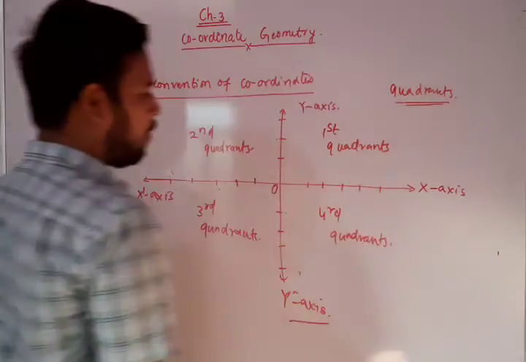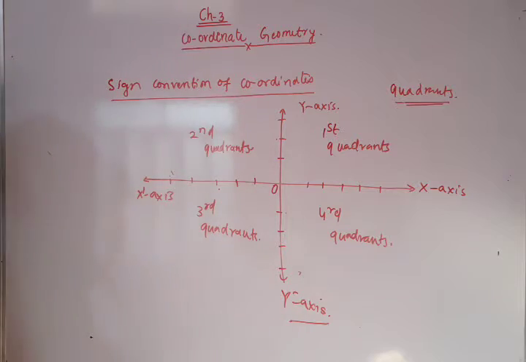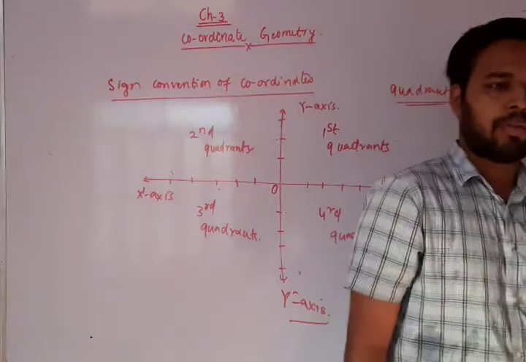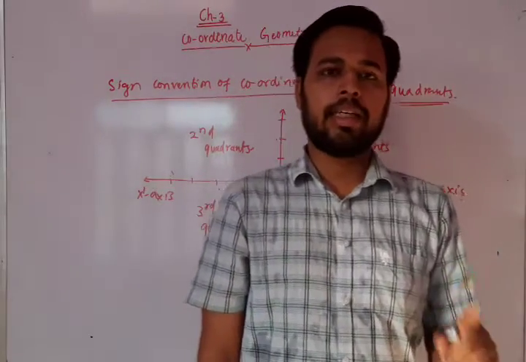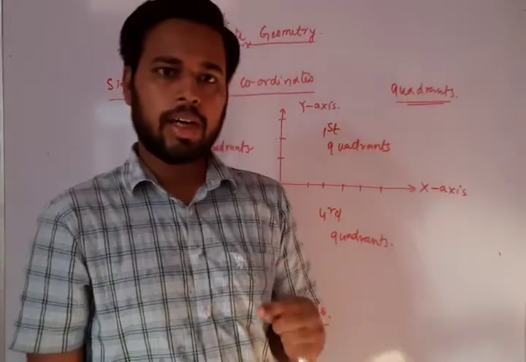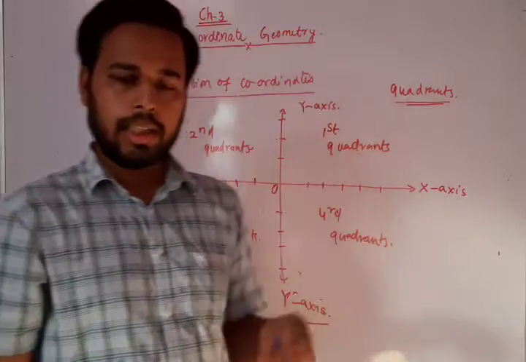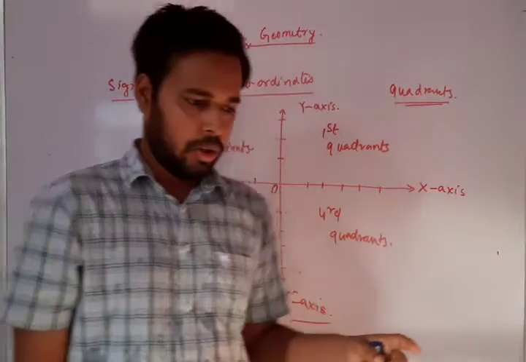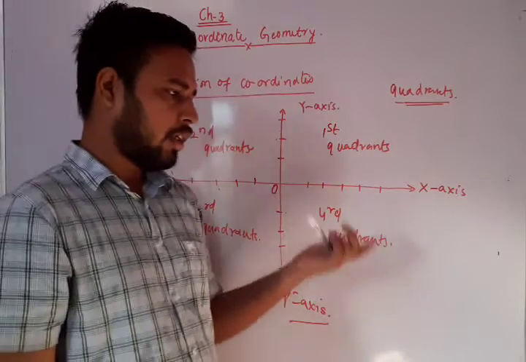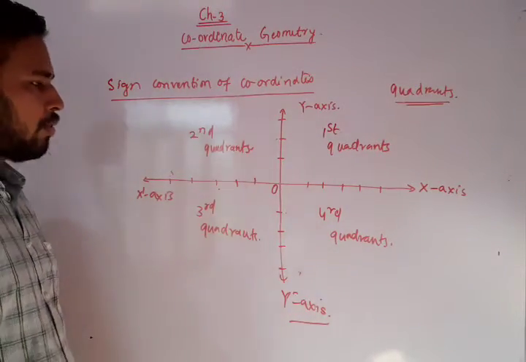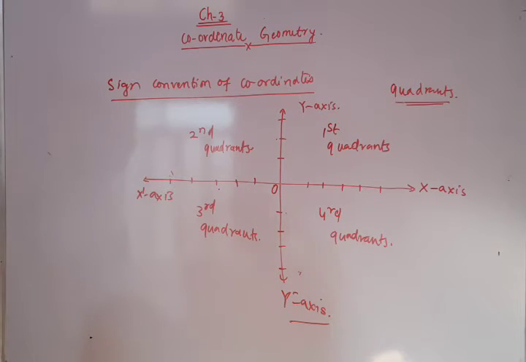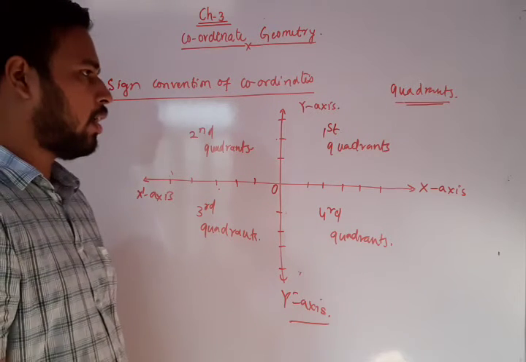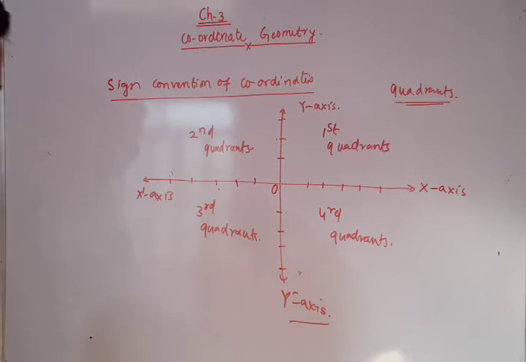So in a graph paper, how many quadrants do we have? We have four quadrants. In the first quadrant x is positive, y is positive. In the second quadrant x is negative, y is positive. In the third quadrant x is negative, y is negative. In the fourth quadrant x is positive, y is negative. So in two sections you get y positive, in two sections x positive, and in two parts x and y negative.